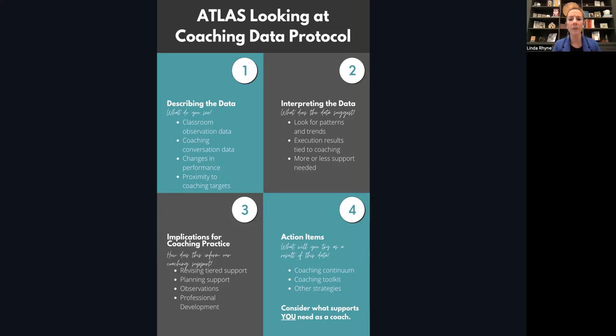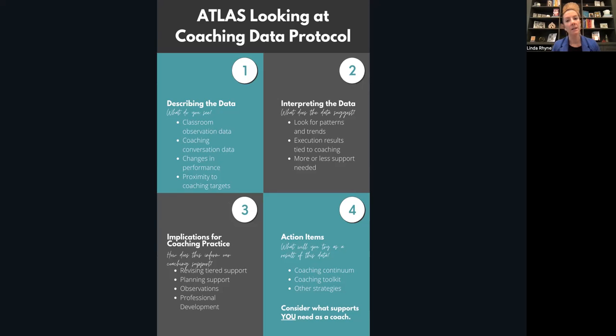How close is the person that we're coaching getting to the target or the goal that we set out to achieve together? And then when we look at step two, interpreting the data, this is where we're going to take what we just saw in the describing the data step and start to figure out, well, what is this telling me? What does the data suggest? Can I notice any patterns or trends as a result of this data? What's the evidence of execution tied to my coaching? Am I seeing impact of my coaching in the person that I'm coaching? And is this data telling me that there might be more support needed in a particular area, or less support even, so that I can start to determine what this is going to tell me to do?